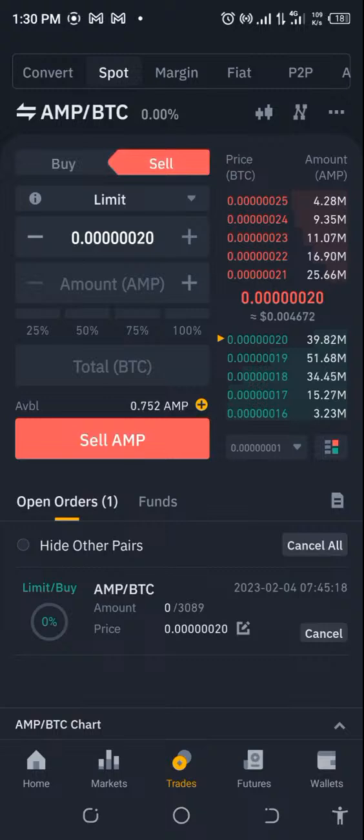Okay, so I'm back again. As you can see here, we have not yet sold our BTC to AMP. What that means is that we've not been able to buy AMP with our BTC. And this is almost 6 hours. Now I'm doing this step by step to show you the real picture.